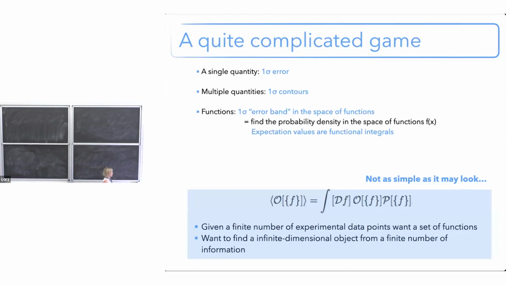So if you have an observable that depends on a function, you want to integrate over the functional space by weighting over the probability density in that functional space. And you can see that this is clearly a kind of ill-posed mathematical problem, because you have a finite number of experimental data, and you want to find an infinite object, such as a function, from a finite number. So you have to do some approximation, and these are crucial in determining what we are doing.